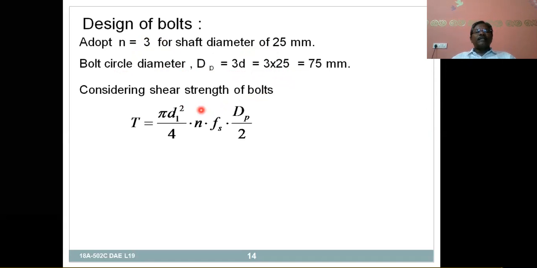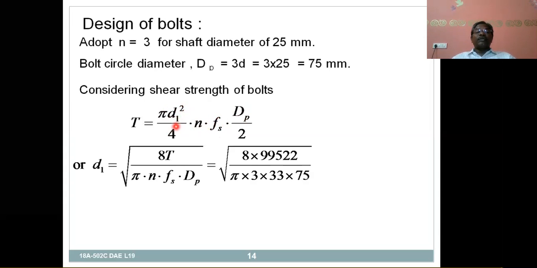But whereas there is no value of nominal diameter, let's calculate by considering the shear strength formula for the bolts: π/4 d1² into n into fs into dp. dp is also there for us, n is also there for us, d1 is also there for us, whereas fs permissible value is also given for us. That's why let us calculate d1 and check for crushing stress.